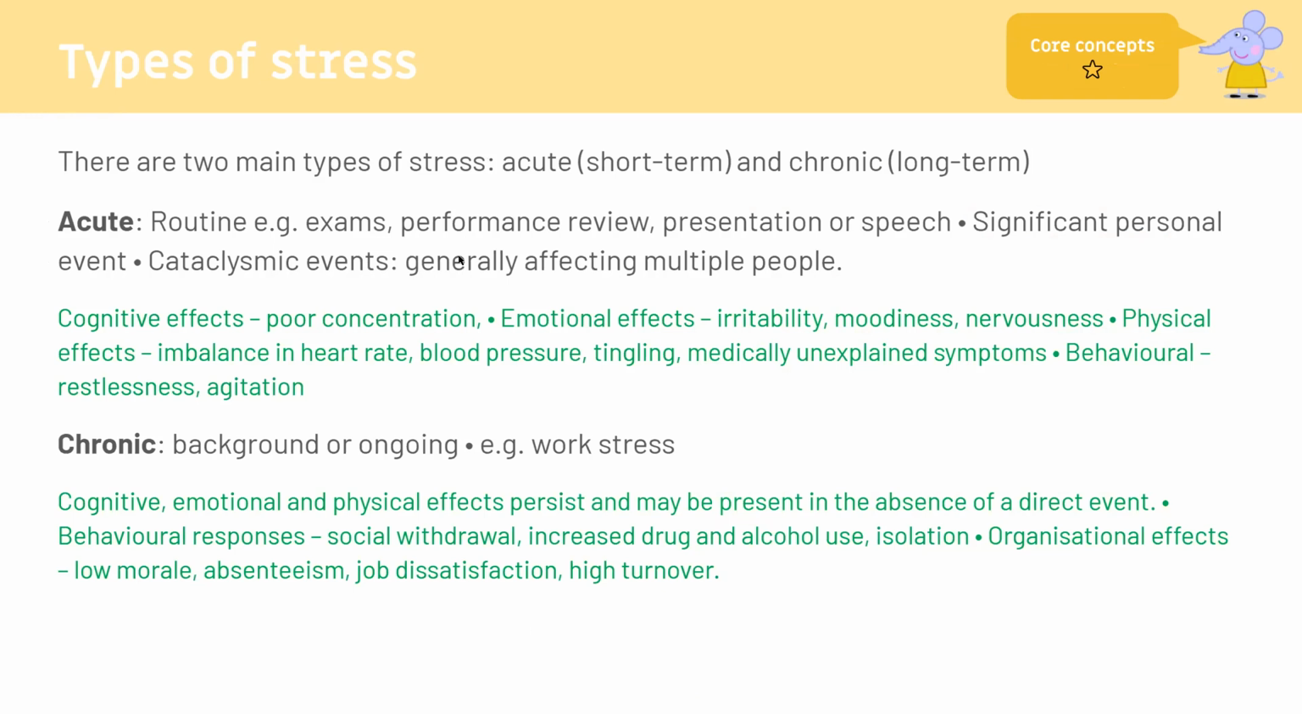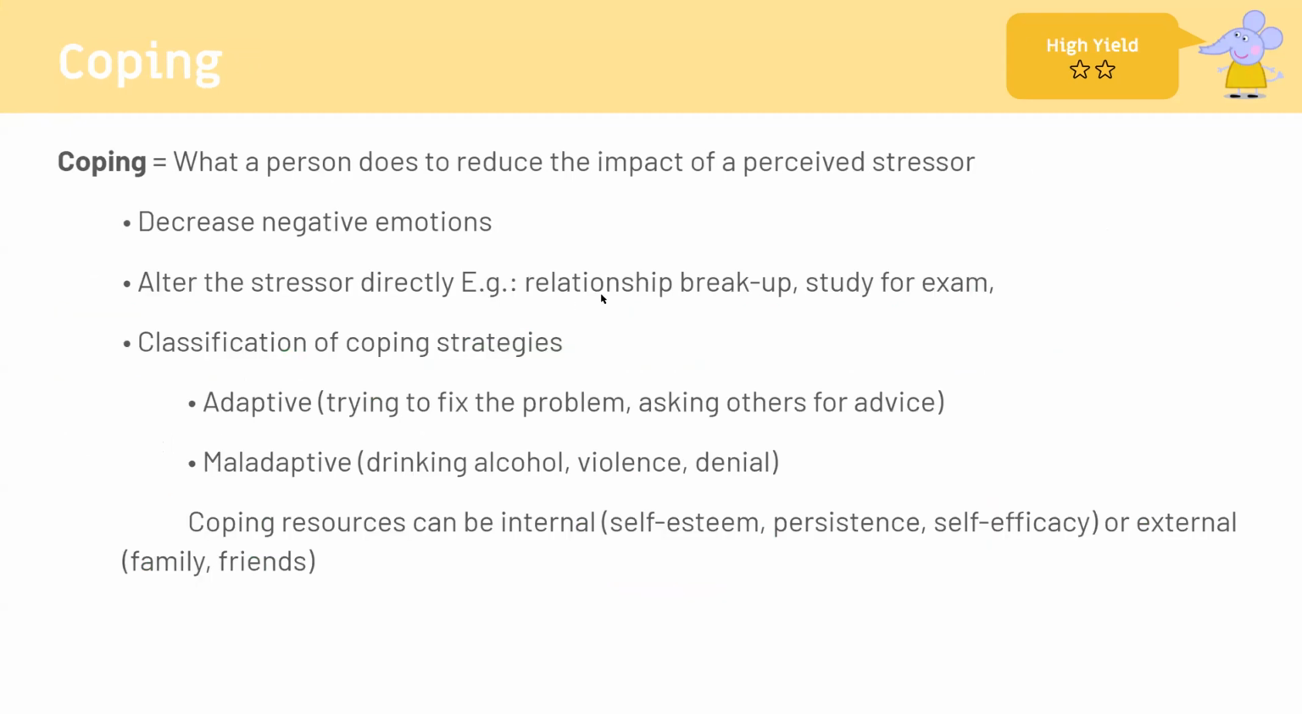And there's also different types of stress. There's 2 main, acute and chronic. As you can infer from the name, acute is short-term, chronic is long-term and ongoing. So that's relatively straightforward. And then there's coping. Coping means what a person does to reduce the impact of a perceived stressor. Something really important here is that it's what a person does to reduce the impact of a perceived stressor. Just because you think it's a stress does not mean that someone else thinks it's a stress. So it's also a psychological thing.